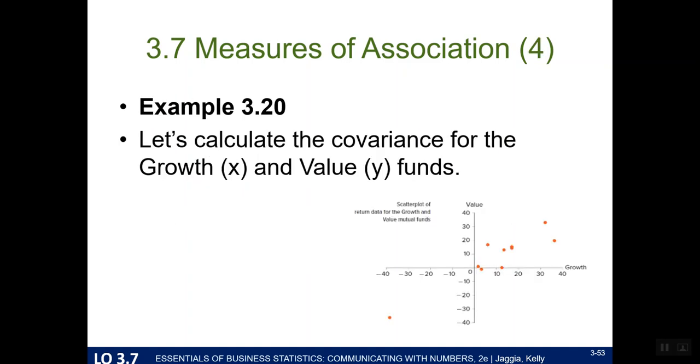So if we go look at our growth and value funds, we're going to call the growth the X fund and the value the Y fund. Now back in chapter 2, we looked at a scatter plot. And if we just look at a scatter plot here, we've got these plotted, we can see, all right, this appears to be a fairly linear relationship. We're kind of eyeballing it here, but we can actually calculate that using the covariance.